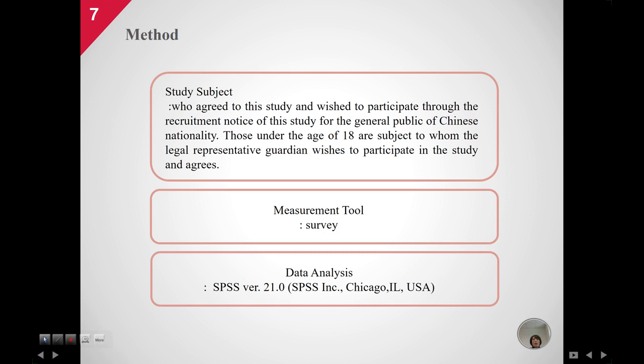Let's explain the study subjects involved in this study and the instruments of this study. First of all, the study subjects. A study was conducted on subjects who agreed to this study and wished to participate through the recruitment notice of this study for the general public of the Chinese nationalities. Those under the age of 15 are subjects whose legally responsible guardian wishes to participate in this study and agrees.